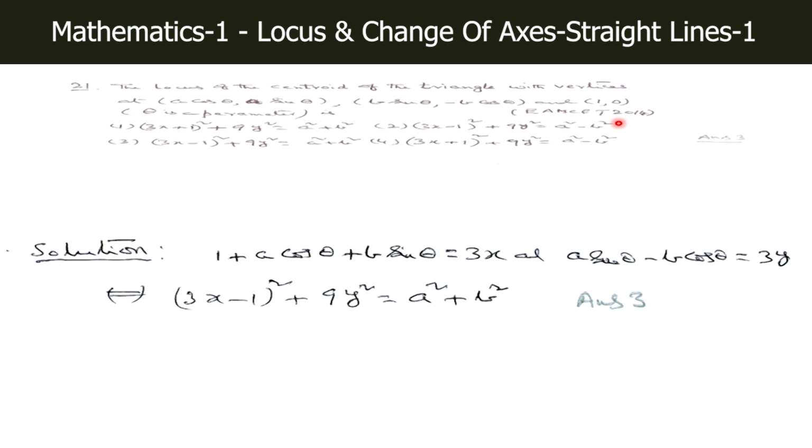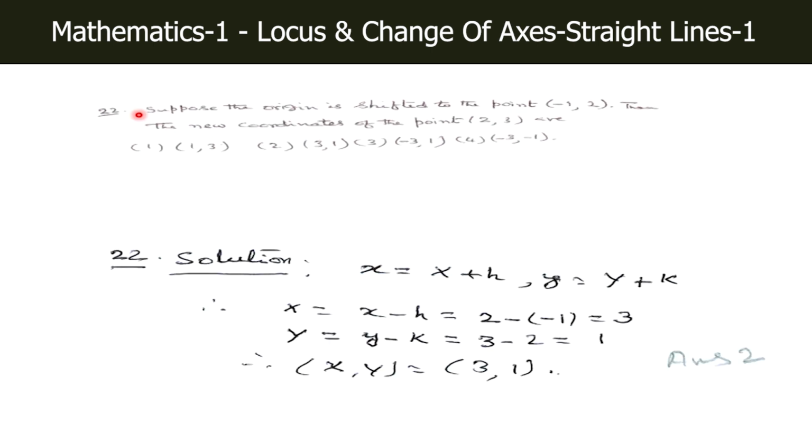As per the centroid formula, suppose G(x, y) is the centroid of the triangle. Then (1 + a cos θ + b sin θ)/3 = x, and (a sin θ - b cos θ)/3 = y. In fact, 3x - 1 = a cos θ + b sin θ, and 3y = a sin θ - b cos θ. Now squaring and adding, (3x - 1)² + 9y² = a² + b². So the answer is option number 3.